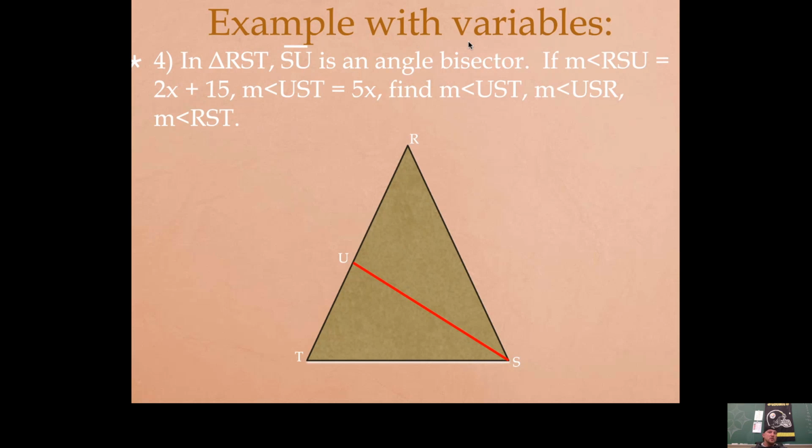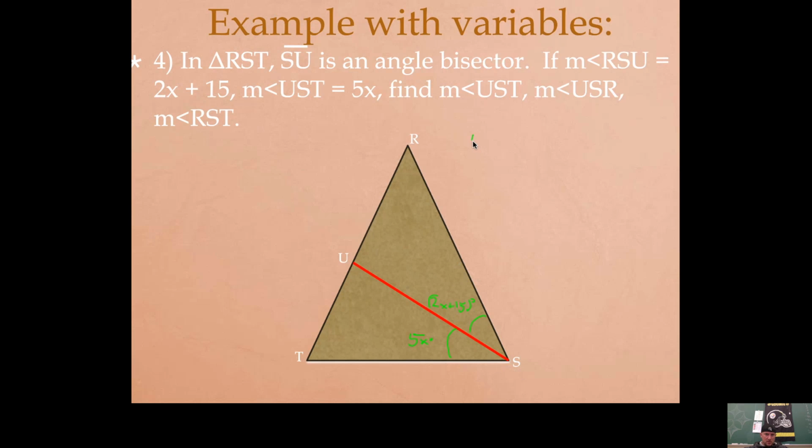Here's another tougher example. This one's going to have variables. In this triangle RST, segment SU is an angle bisector. So that means these are congruent angles. If the measure of angle RSU, that's this little one right here, is 2x plus 15, and angle UST, that's this bottom one here, is 5x, find the measure of angle UST, find the measure of angle USR, and find the measure of angle RST.